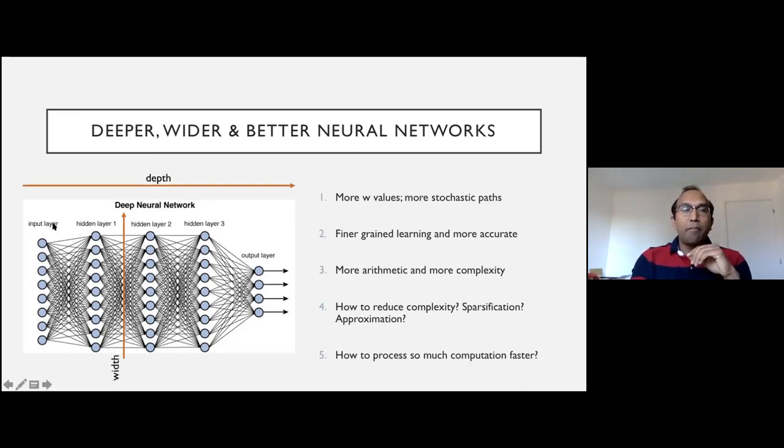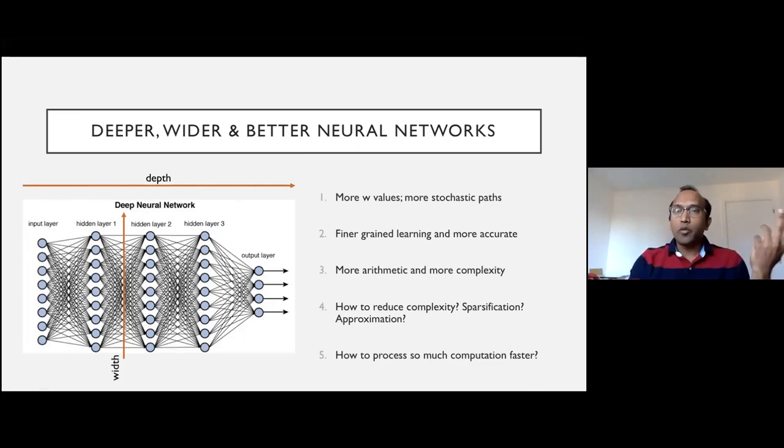What we do is we make the neural network deeper. By deeper, what I mean is that you introduce more and more hidden layers. Can you see, by adding more hidden layers, you're creating lots and lots of different paths, not just four times n, but four times n times m times l and so on, the number of hidden layers. So the deeper you make it, the more stochastic paths you have.